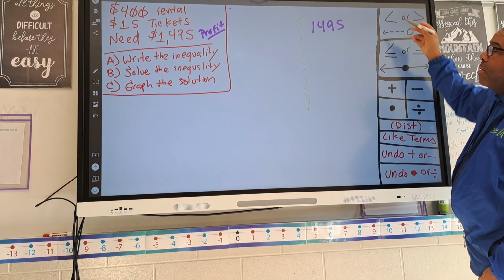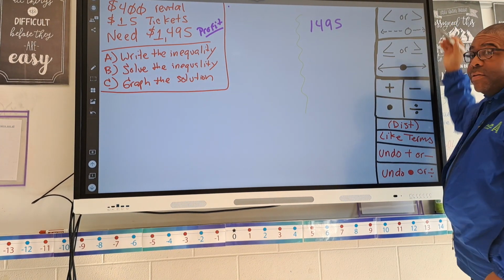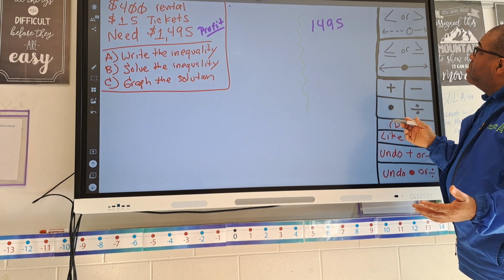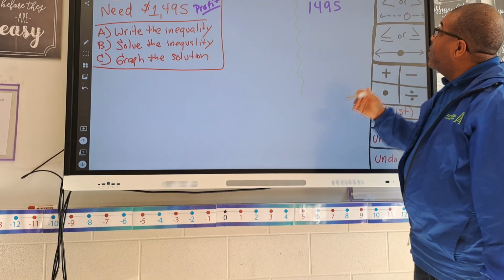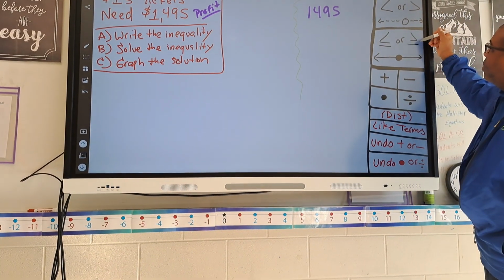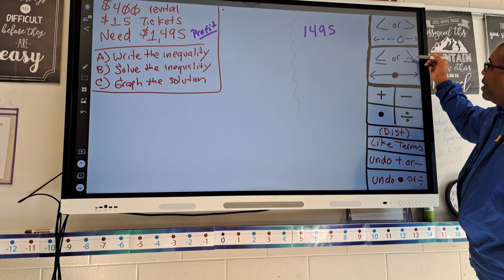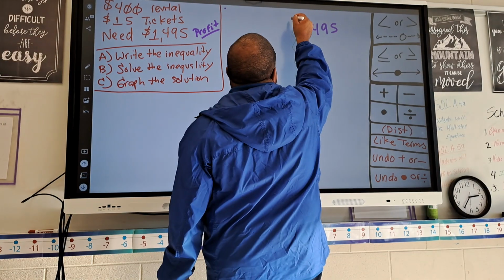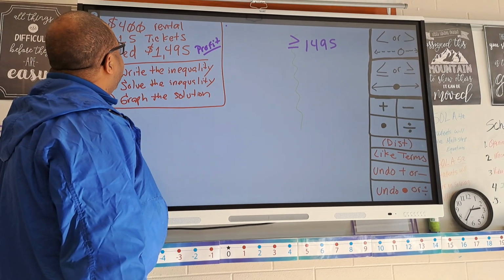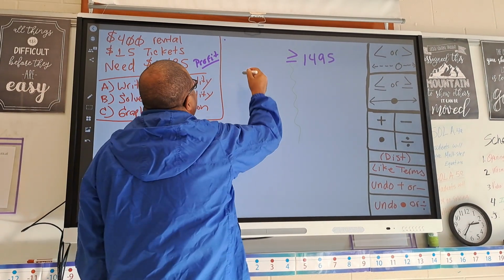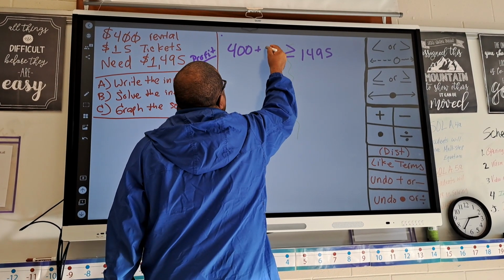Would it be less than? No, they can't go with less than. They have to do more than. Can they do greater than? Yeah, they can do greater than, right? But they could also make exactly 1,495 and they'll be okay too. So it has to be greater than or equal to. This is the inequality that we're going for. Greater than or equal to $1,495. They're going to have a cost of $400, and they need to find out how many tickets.